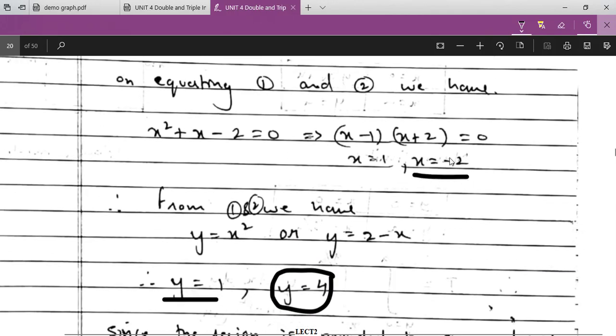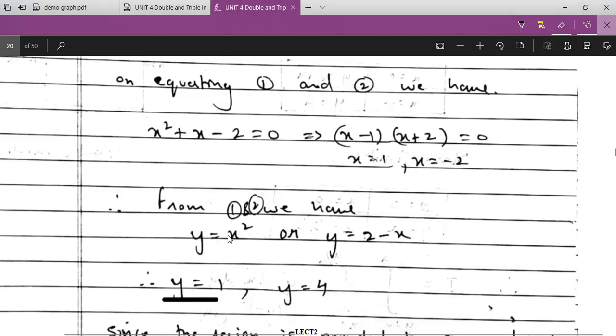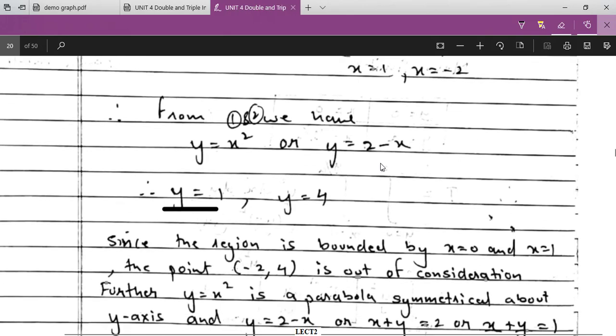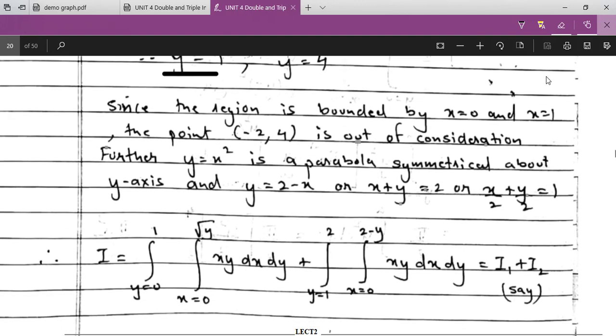Sorry, I take my word back, this is the point. So x equal to minus 2 you need to substitute here, so the square becomes 4, because here it is bounded. Since the region now is bounded by x equal to 0 and x equal to 1, the point minus 2, 4 is not of consideration, that is the reason I have not taken it here. And further, y is equal to x square is a parabola symmetric about the y-axis, and y is equal to this. Okay, this is what I was telling you about, that is slope intercept form.